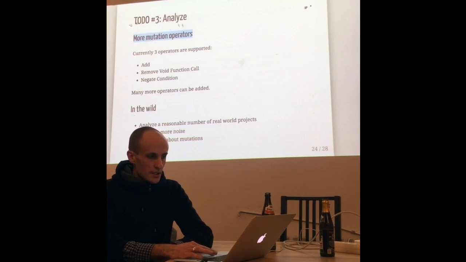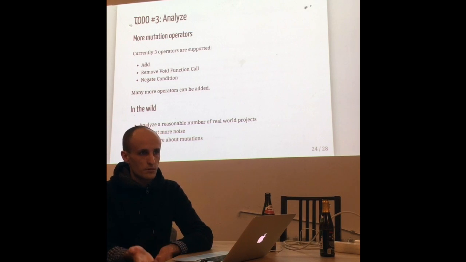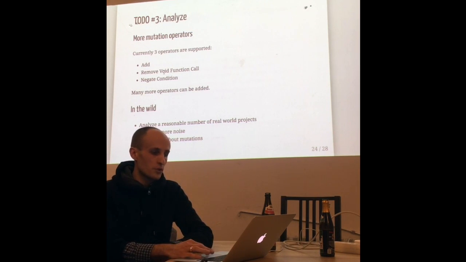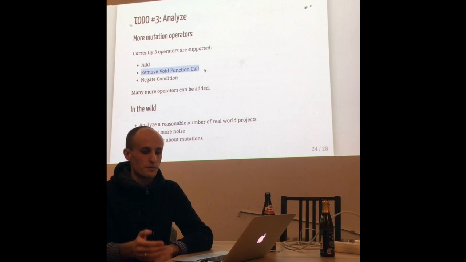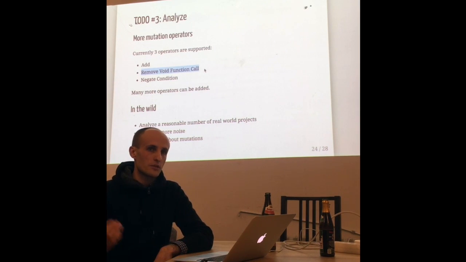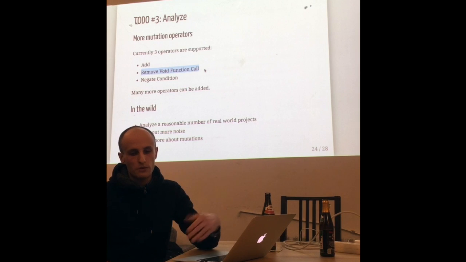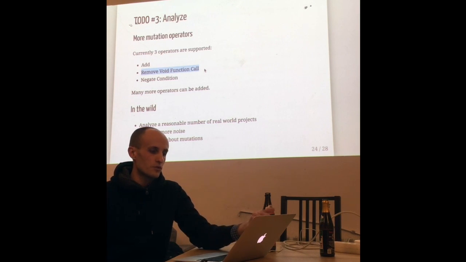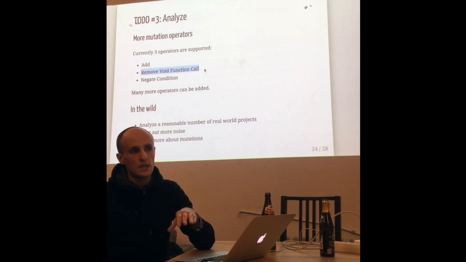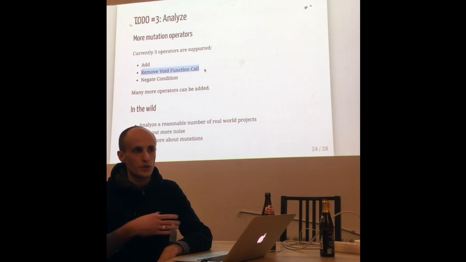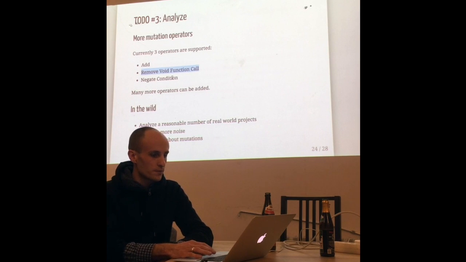This is also a very simple task, more mutation operators. Currently we only do replacing plus with minus, and removing void function calls. When there is a function that does not return anything, we just remove the call. It's a great mutation for C++. It found some interesting results. Quite often in LLVM you remove some void function and tests still pass. Like nothing happens, all works, all is good.